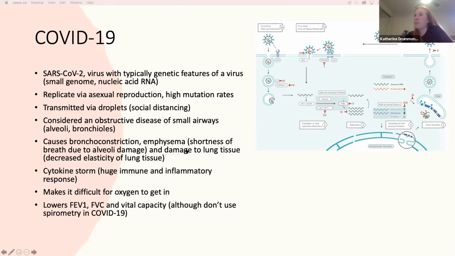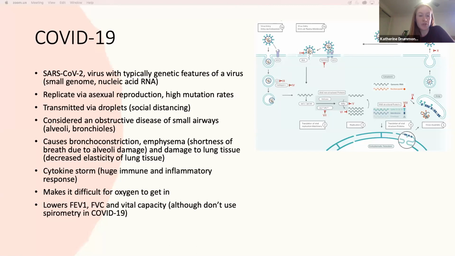It transmits via droplets, which is why we have the necessity for social distancing and we do such intense contact tracing. Those droplets can occur not just when we cough or sneeze, but also when we just breathe out. That's why we have the importance of masks and social distancing, because those droplets stay in a room for a very long time, up to a few hours even. So that's why there's such intense contact tracing at the moment as a method to try to manage that.